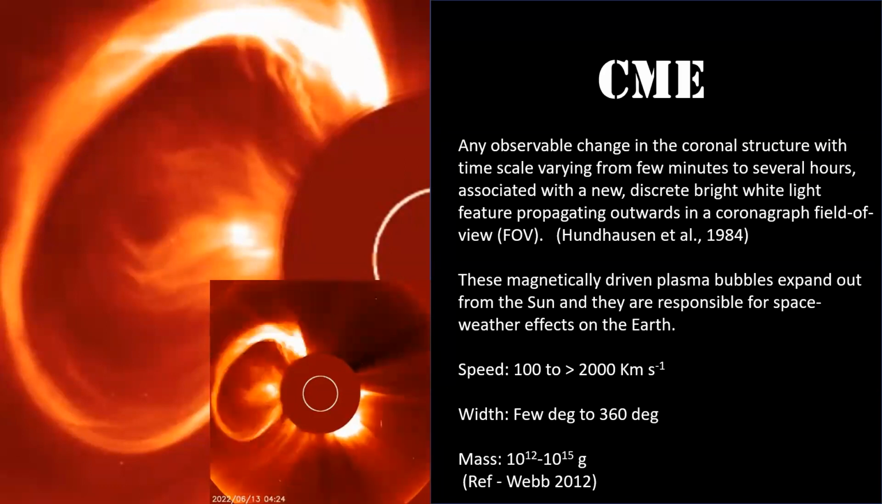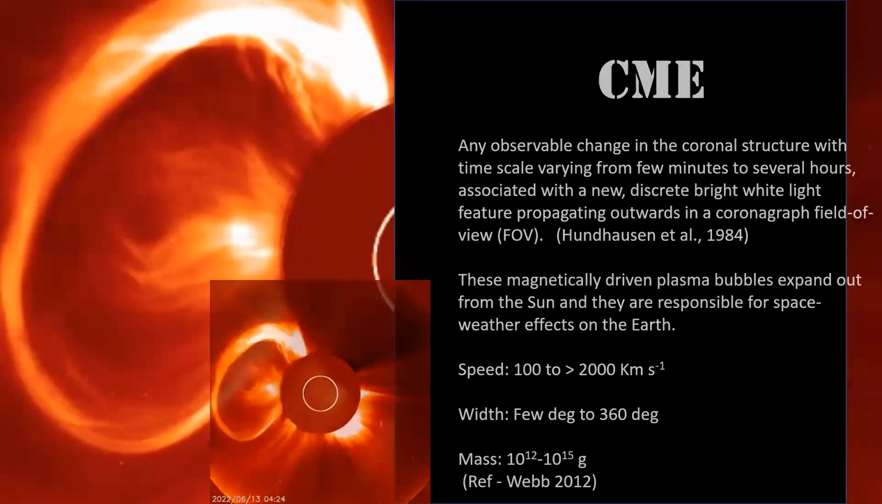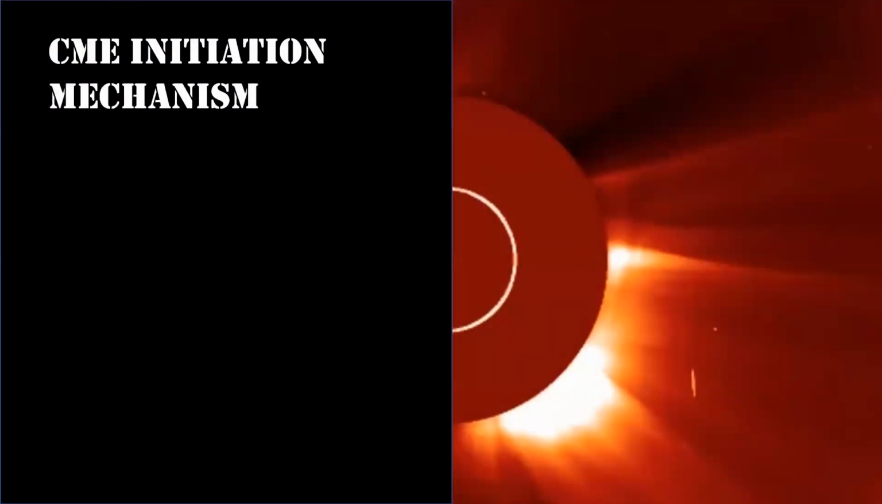These are the observational features that we see when we observe CMEs: their kinematic parameters, like their speeds, accelerations, and mass. Now another question is how they originate. What are their initiation mechanisms?